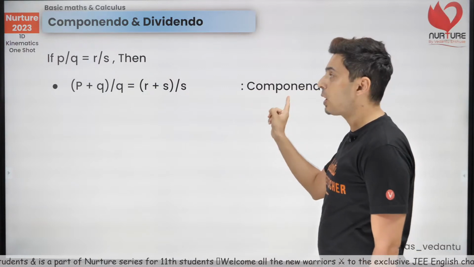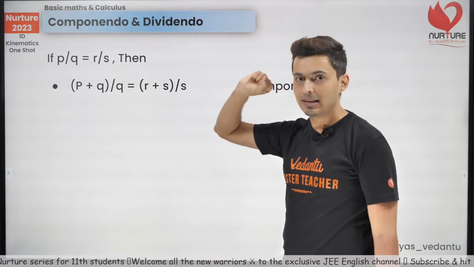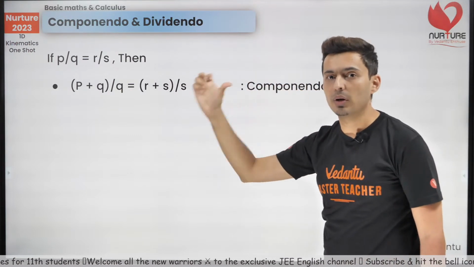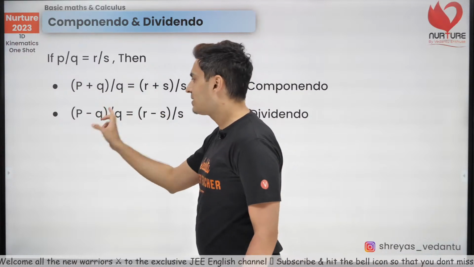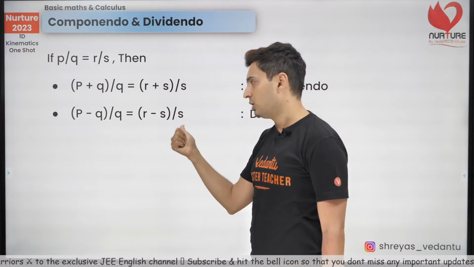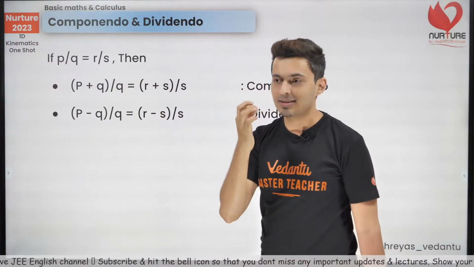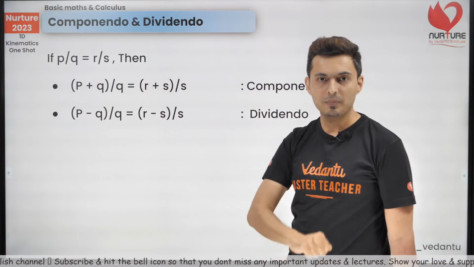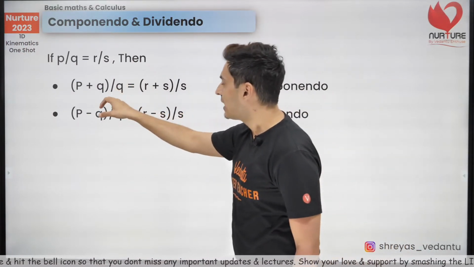Okay, yes, this is the property. When you add the numerator and the denominator on the numerator side, that is called componendo. The next property is dividendo: numerator minus denominator divided by denominator, on the RHS as well. That's what dividendo is, when you subtract. That's it. And when you do both of them together, in fact, you can think about it.